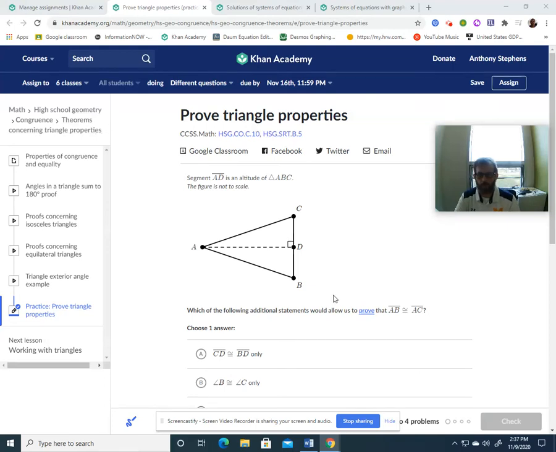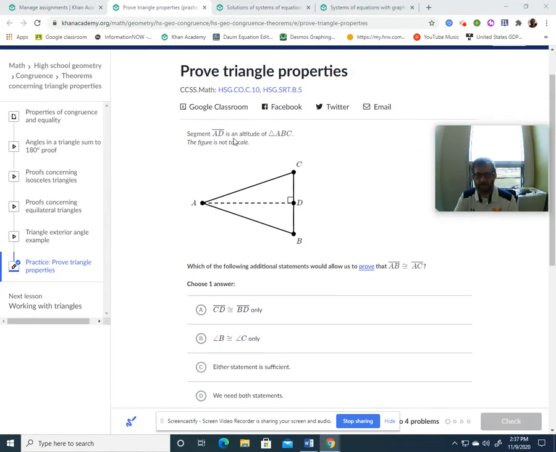Right, prove triangle properties. Segment AD is an altitude of BC. This is not to scale. Which of the following additional statements would allow us to prove that AB is congruent to AC? Okay, so we know that it's an altitude, which means that's a right angle, which means that's a right angle. So we know those angles are equal to each other. We know this side is equal to itself.